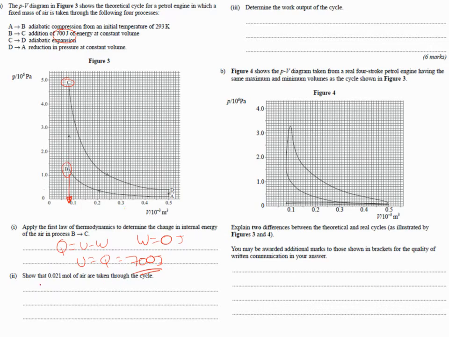Part II, show that 0.021 moles of air are taken through the cycle. So here we can use the ideal gas equation. We don't need to complicate it in any way. So what is the pressure? The pressure is 1.0 times 10 to the 5. What is the volume? 0.5 times 10 to the minus 3.